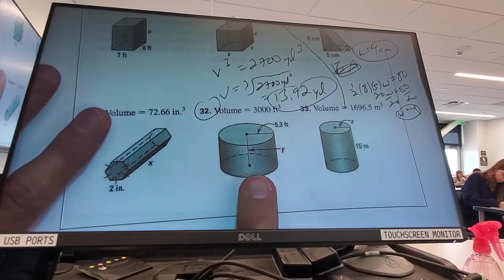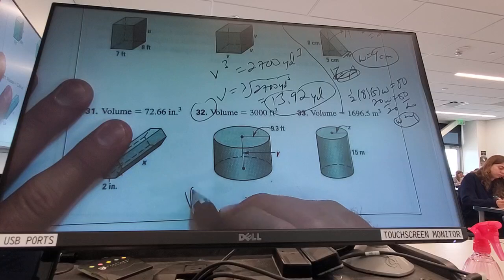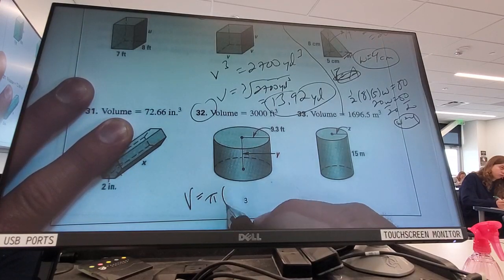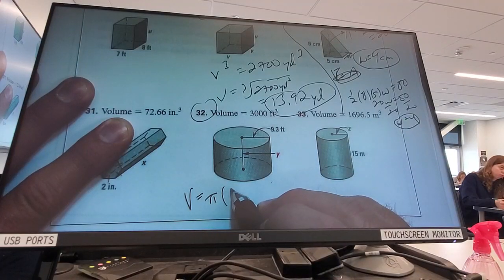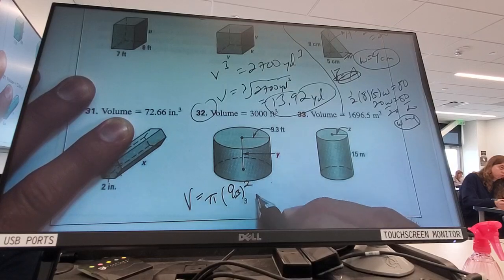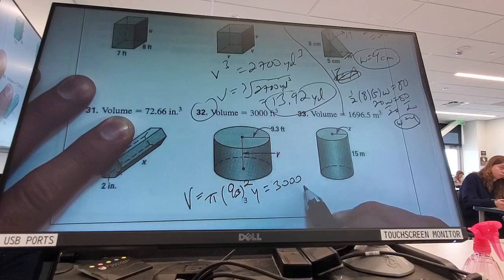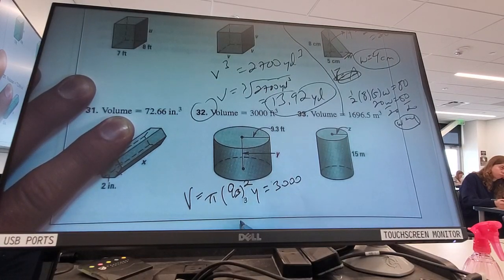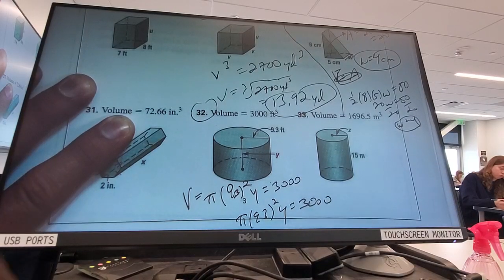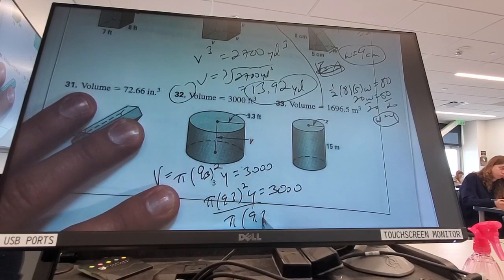What kind of shape is this? Cylinder. So the volume of a cylinder is going to be pi (9.3) squared times y. And I know that's supposed to be 3,000. So to write this a little better, I get pi times 9.3 squared, y equals 3,000. How do I solve for y? Divide by the stuff I don't want.